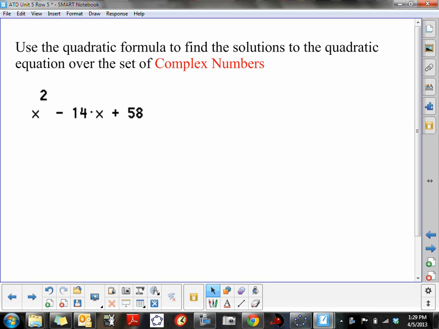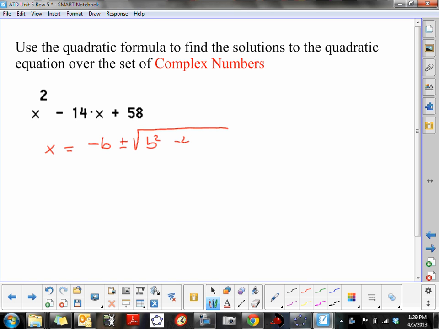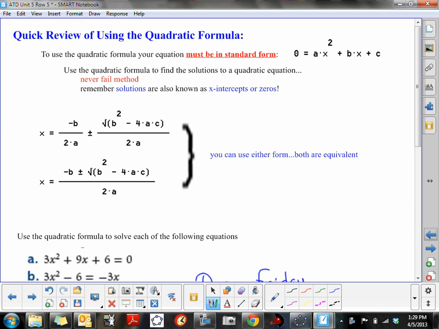Let's step through this. It looks like we're doing a pretty good job on this quadratic formula. First thing you've got to know how to do is use the quadratic formula, and you've got to have it memorized. Now, some of us are using "all over 2a," and then the other form that I showed you the other day, I'm still going to push for this.